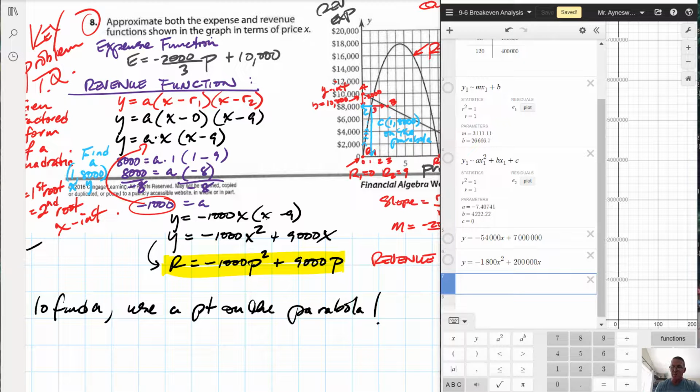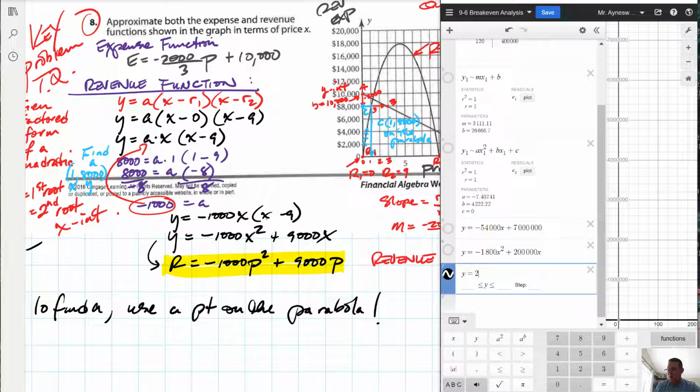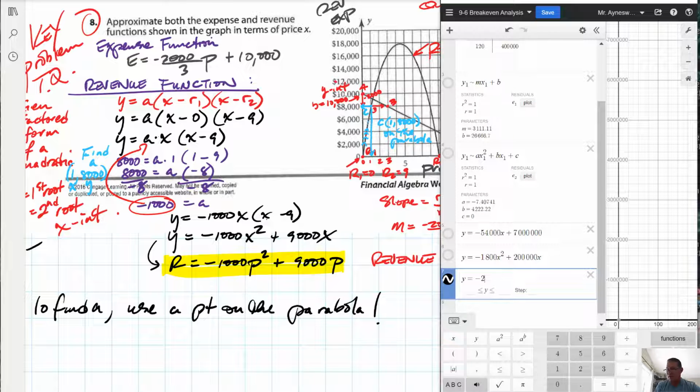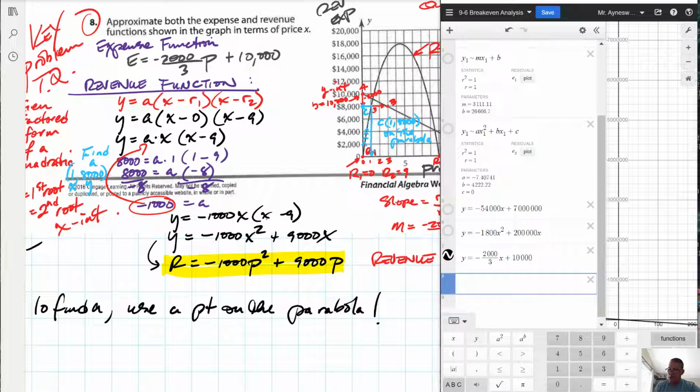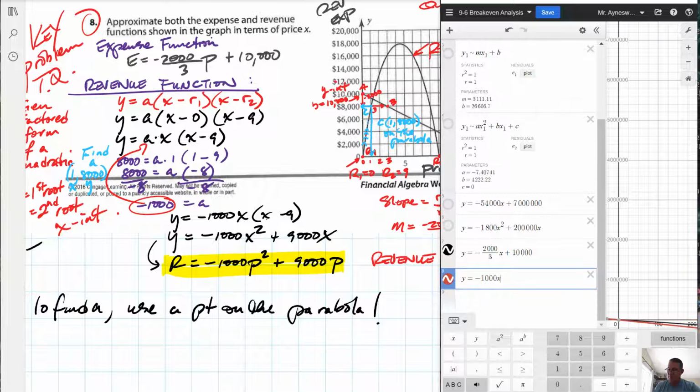So the first one up there, the expense function, y is equal to negative 2,000. Make sure you hit the negative button. So negative 2,000 divided by 3, okay, times x plus 10,000. Okay, on the next curve, we go y equals, all right, negative 1,000 times x squared plus 9,000 times x.